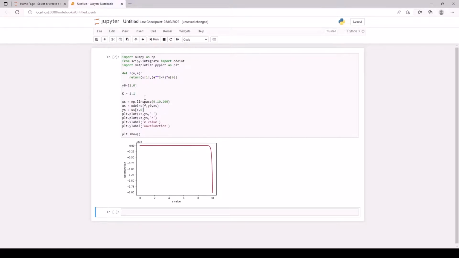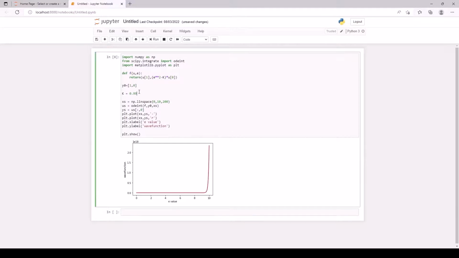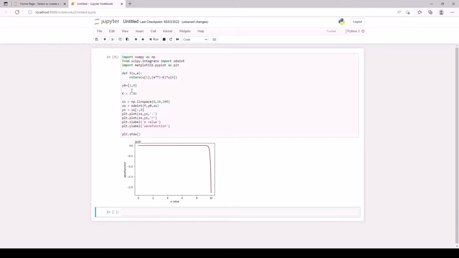So we want to find the value for k right in the middle, for which the wave function is going to go to 0 instead of diverging to either positive or negative infinity. Very obviously, this should imply that the actual value for k is directly equal to 1. So let's try 0.99 instead. Once again, it goes up to infinity. If we try 1.01, it goes down to negative infinity.